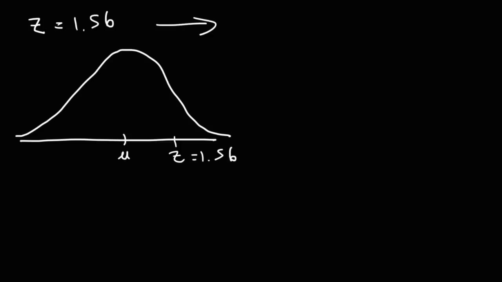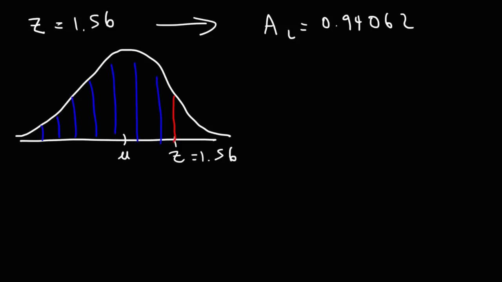So when you get the area under the curve from the z-table, which for this problem is going to be 0.94062, you need to understand that this gives you the area to the left of that line. Let me put this line in red. So it gives you the left side, the area of the shaded region in blue.